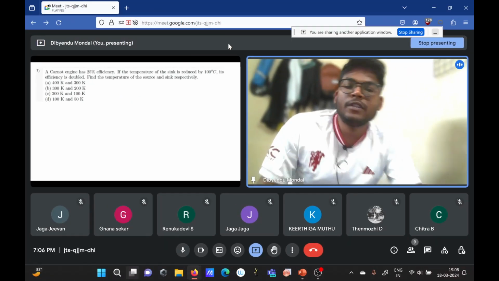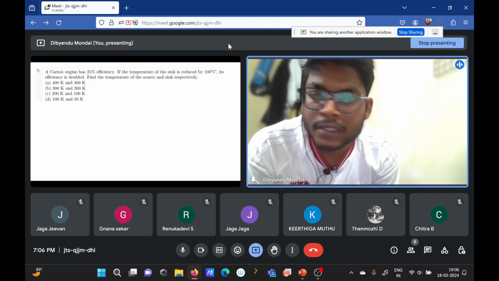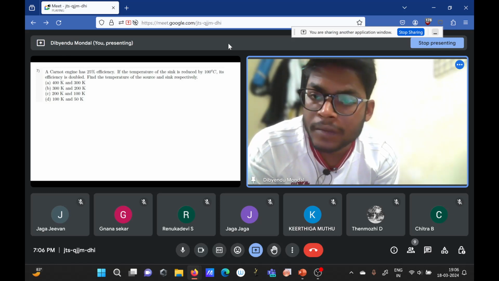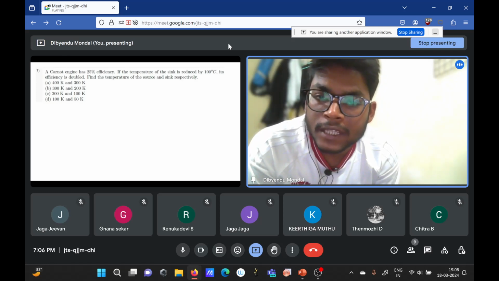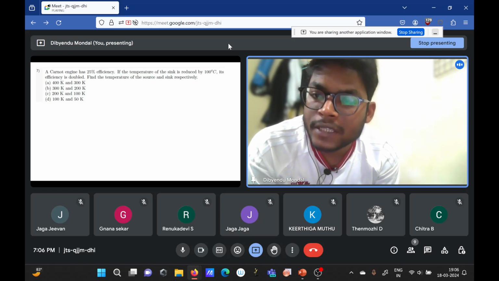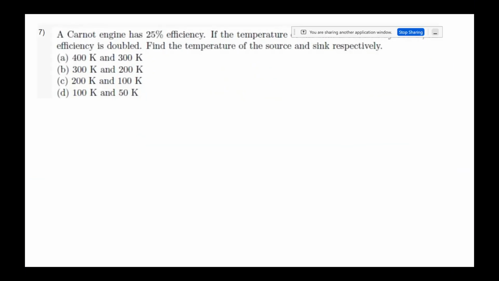What this question says: a Carnot engine has 25% efficiency. What is the efficiency? 25%, 0.25. If the temperature of the sink is reduced by 100 degrees centigrade, its efficiency is doubled. Find the temperature of the source and sink respectively. I will write the equations and I will expect that you guys solve it.